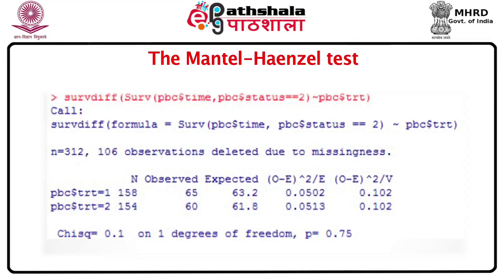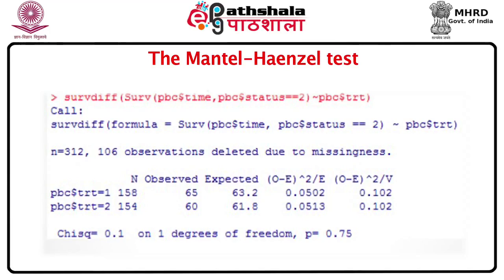So here is how the Mantel-Haenszel test can be done in R using the survdiff function. I should mention here that just like we create LM objects for studying linear models, LME objects, GLM objects, there is also something called a Surv object, and that is what is indicated here by the syntax Surv(pbc$time, pbc$status == 2). We shall look at many more examples of this, and I hope you will be familiarized with the syntax and the concepts at the end of this.